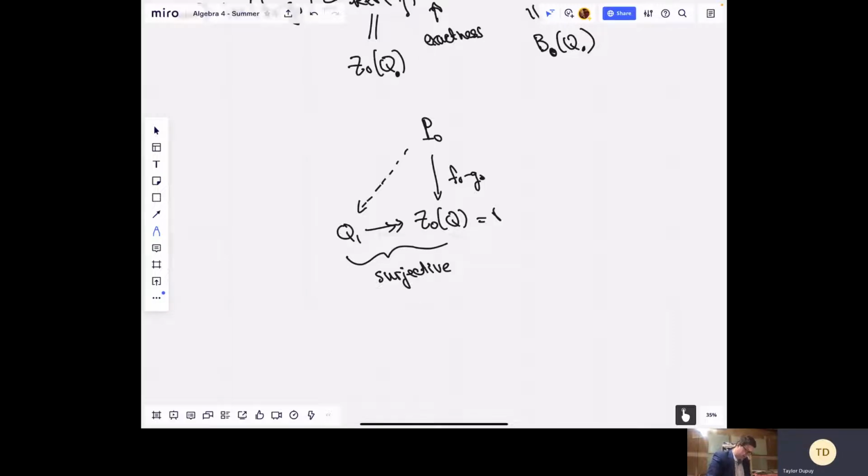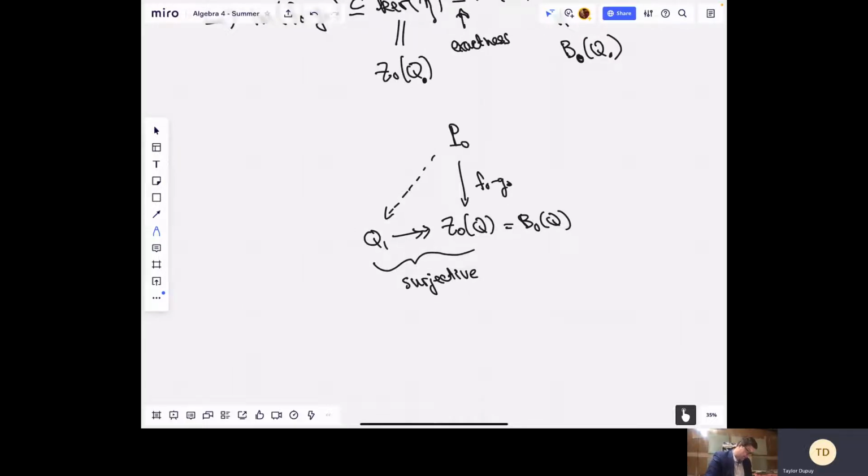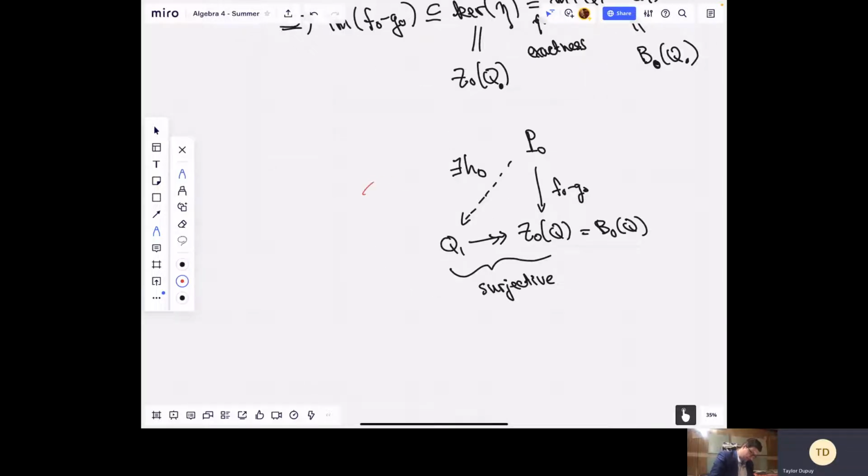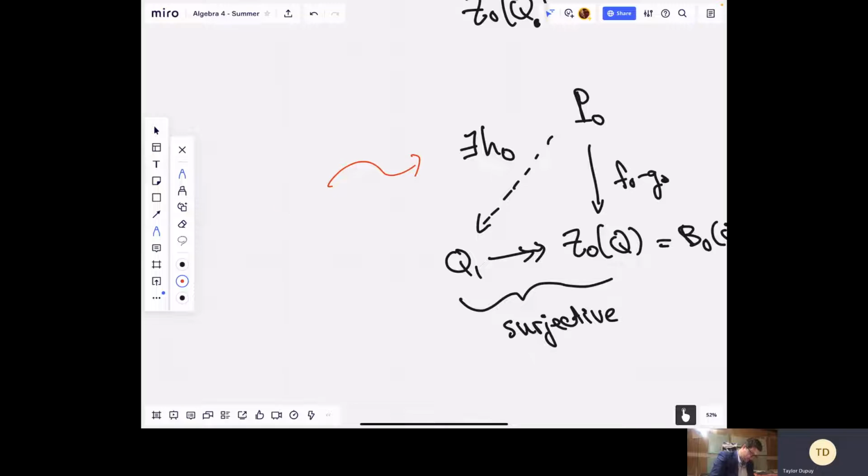By definition, this is B0 of Q, and this is by definition the image, so it has to be surjective. And so this is a surjective map, so this thing here exists in H0 by the property of projective modules. So P is projective, so this thing exists.